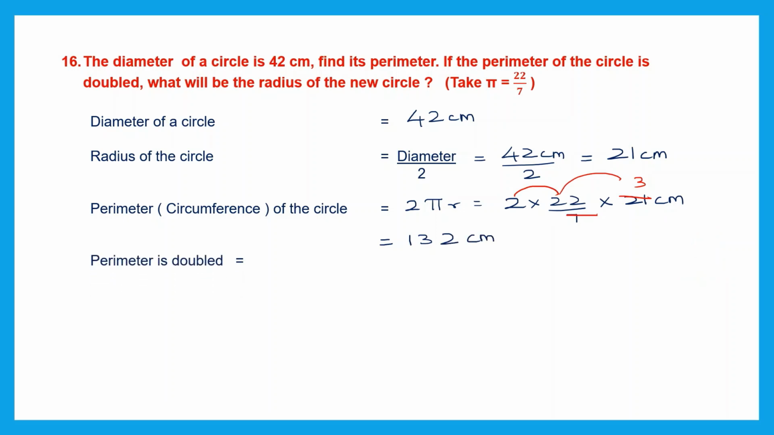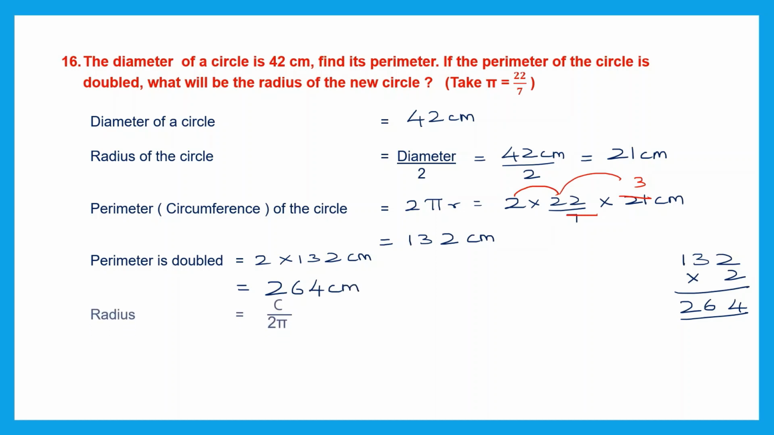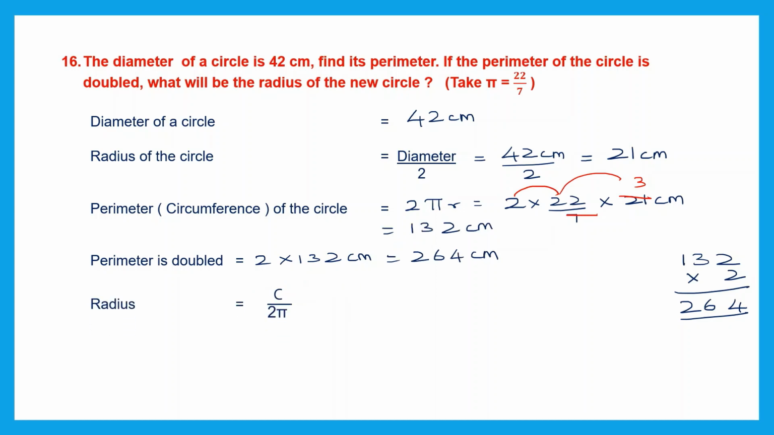Now, if the perimeter is doubled, so the perimeter is 132, doubling it means multiplying this by 2. Okay, so that is 2 into 132 centimeters. Let's multiply 132 into 2. 2 2s are 4, 2 3s are 6, 2 1s are 2. So when the perimeter is doubled, the new perimeter is 264 centimeters. Now we need to find the radius. And the formula to find the radius is circumference by 2 pi. And we're talking about the circumference of the new circle.